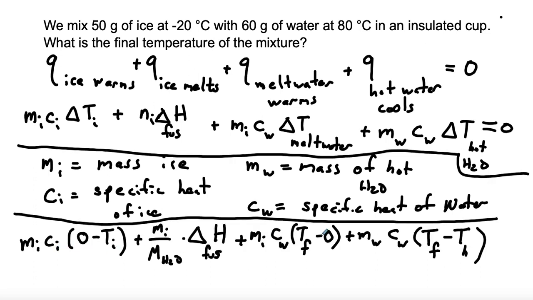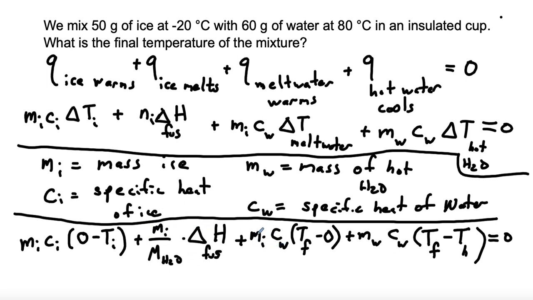So here I've rewritten it using things that are actually given in the problem. We have the mass of the ice, the specific heat of the ice, the delta T of the ice. Deltas are always final minus initial, so we've got the final temperature of the ice is 0, minus the original temperature of the ice. Then we have the mass of the ice divided by the molar mass of water to give us the moles of ice, times the heat of fusion, so that's going to give us the melting heat.